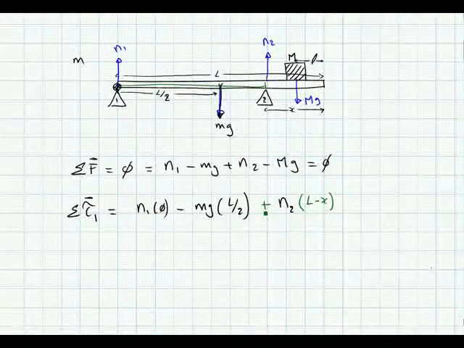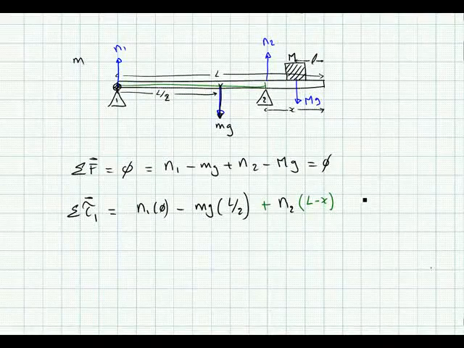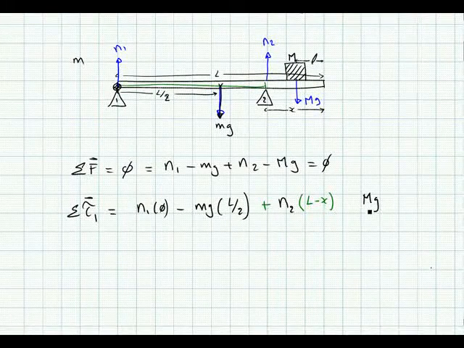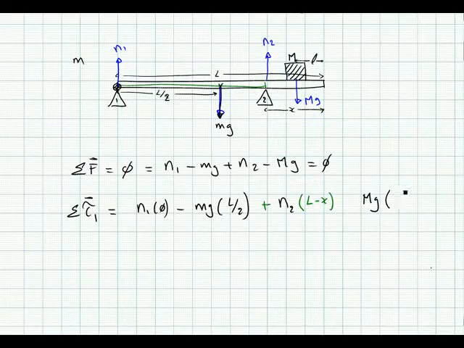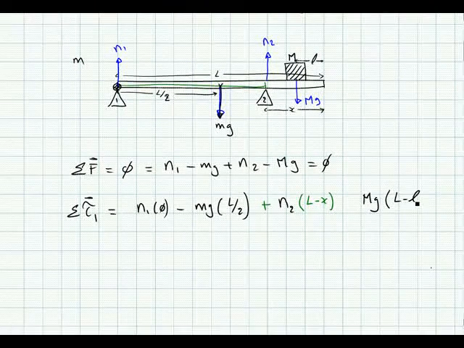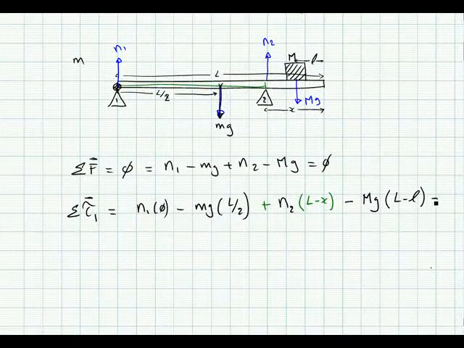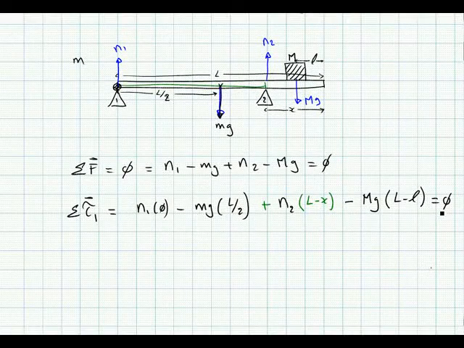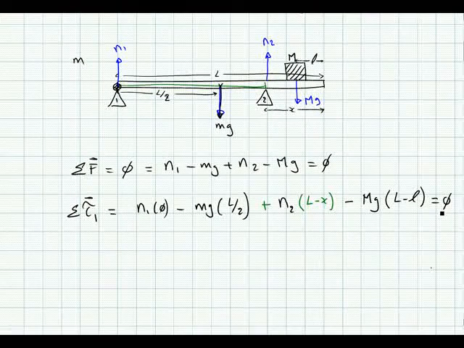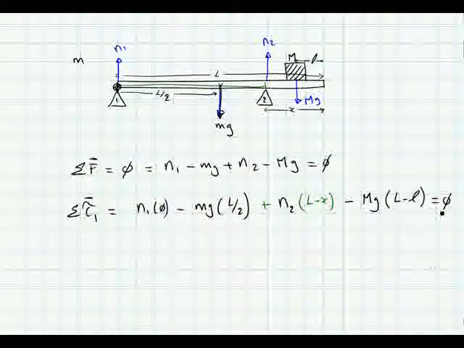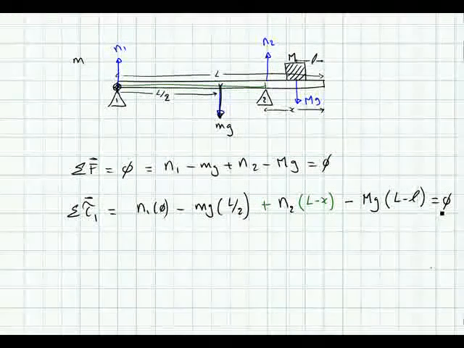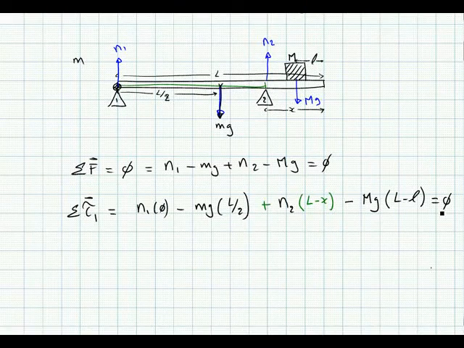And finally we have big Mg, and its position is L minus little l, and it's a negative torque. So all this must equal 0. So if you can solve for the unknown using these two equations, fine. However, if you have yet another unknown, you can come up with a second pivot point.